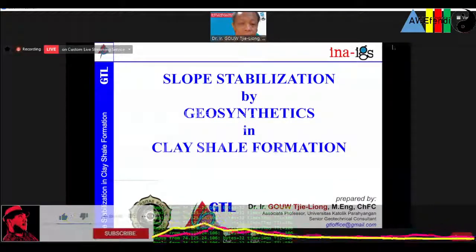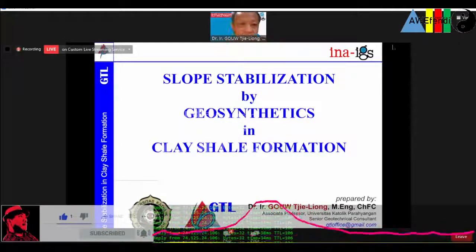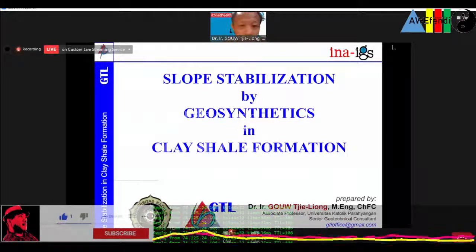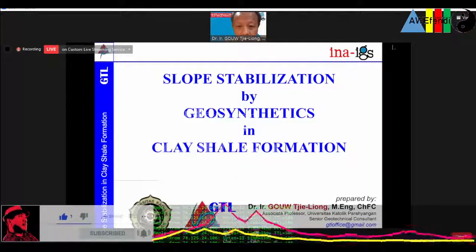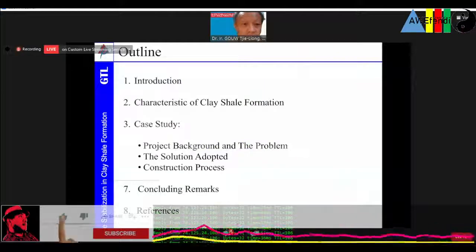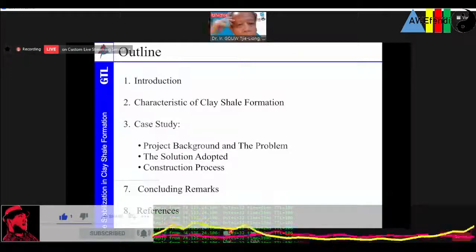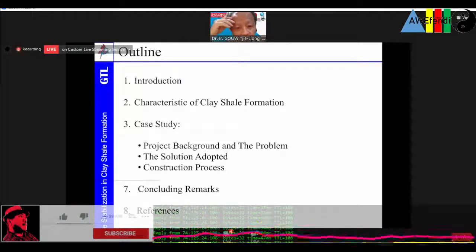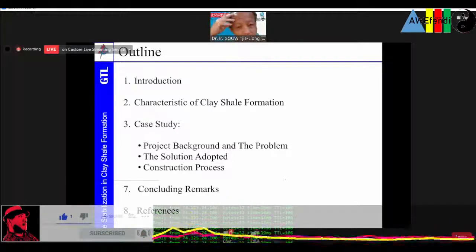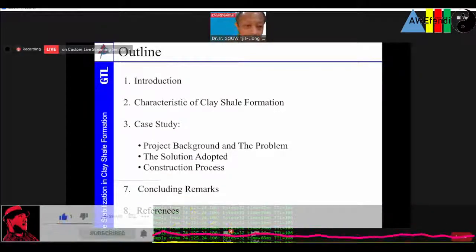My presentation will be about slope stabilization by geosynthetic in clay shale formation, which was performed during 2015 to 2018, and completed around 2018, 2019. This is the content of the presentation. We'll be starting with the introduction, what's the project, what's the clay formation, and the case study for this airport project: the project background, the solution adopted, the construction process, and some concluding remarks.